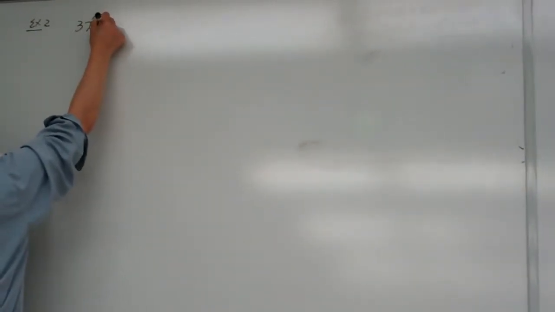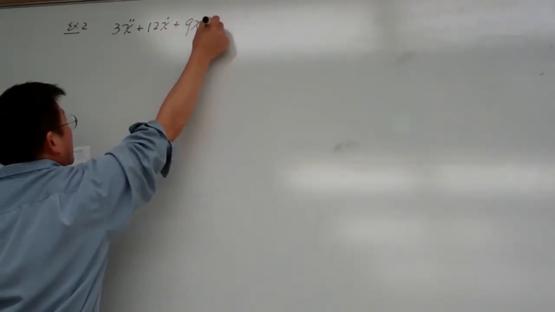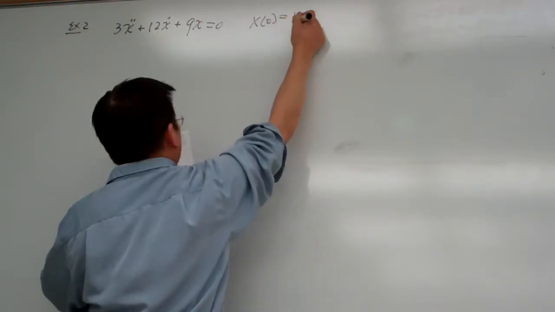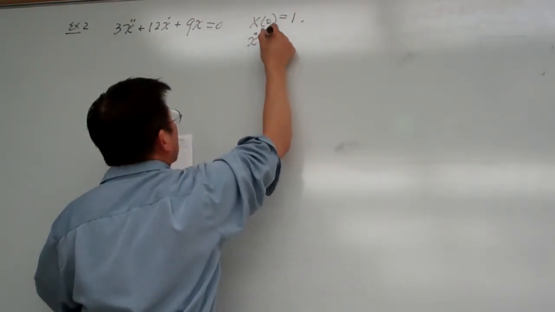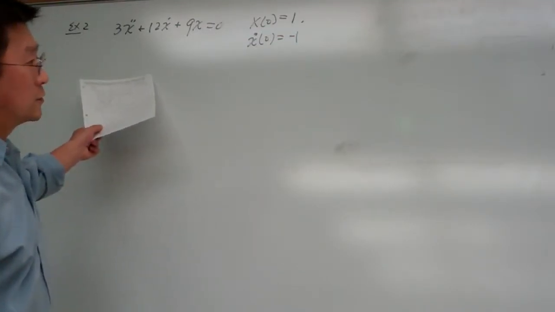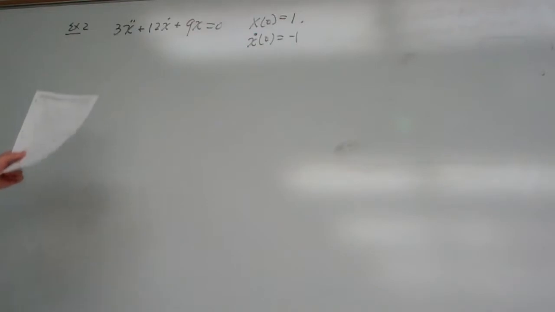3x double dot plus 12x dot plus 9x equals 0, and initial conditions are 1 and minus 1. So what's the difference between the two? The mass and damping constant, everything changed a little bit.